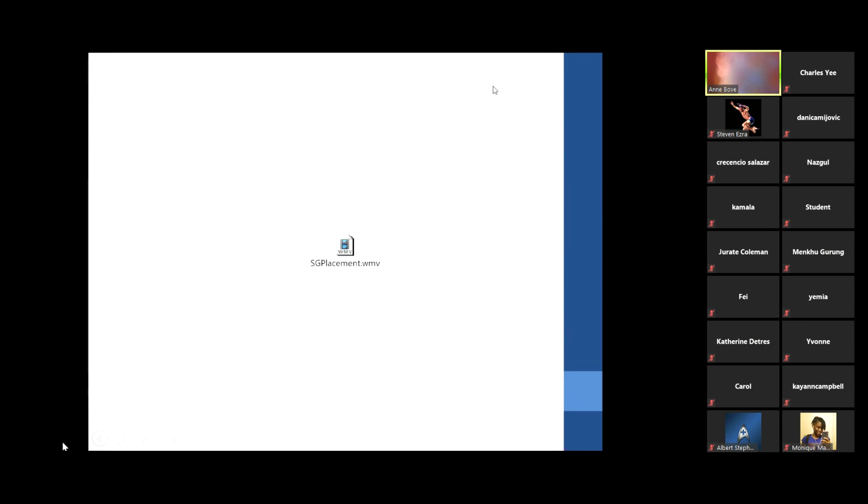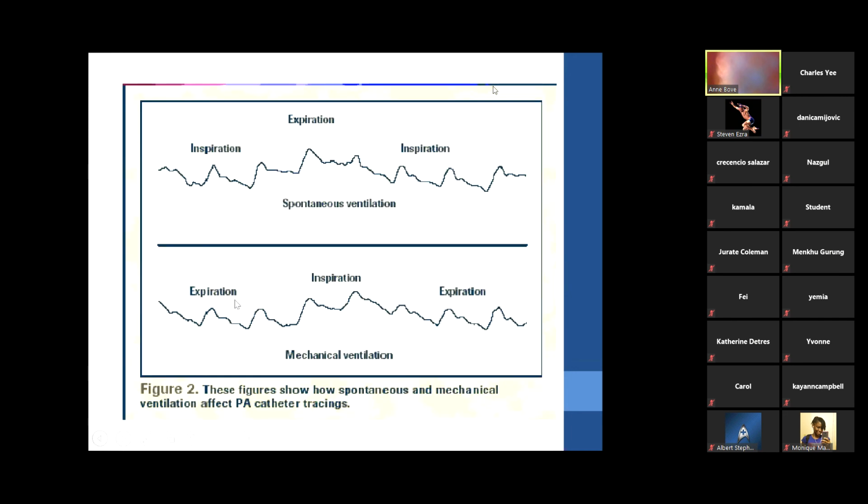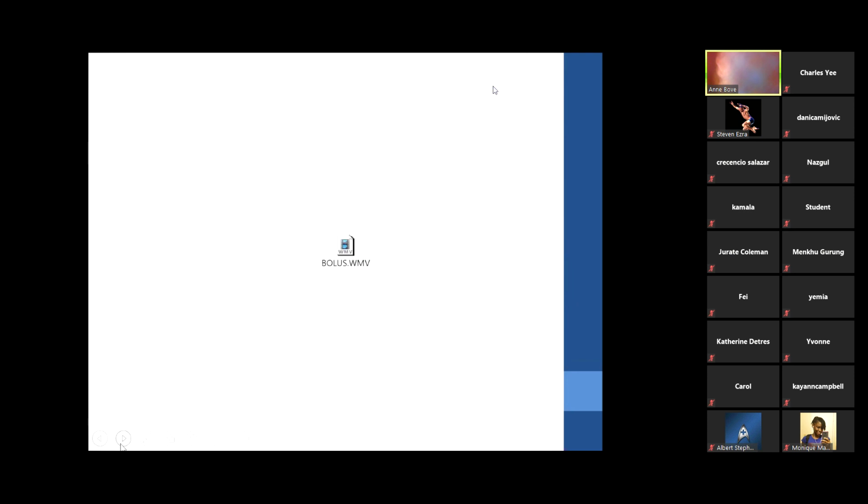Now, I put in here some movies that reflect what the insertion of the catheter looks like. I don't know if this is going to work right now, but we'll see. No, it's not. And then this is just to show you that when you're spontaneously breathing, your pressures are going to be at a lower point and in a different spot than when you're on a ventilator. And this is just talking about cardiac output.